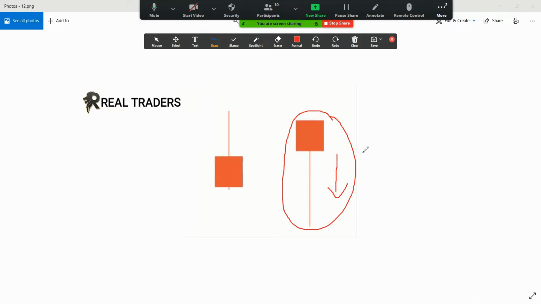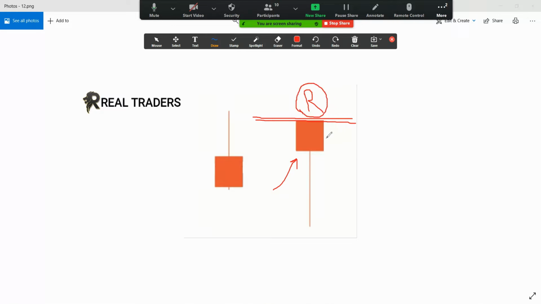But what if we have an SNR level? Suppose there is a resistance level. We already know this candle tells us the market wants to go down here, but this resistance confirms that the market will go down. This candle tells us the market will go down, and this resistance is an additional confirmation that the market will go down from this level.